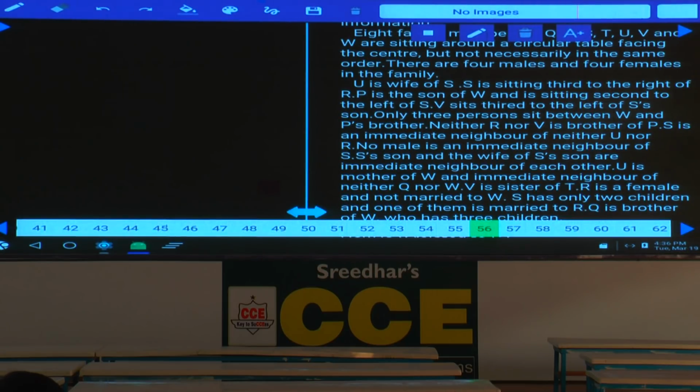As U is the wife of S, tell me how to represent this one. U is the wife of S. U is here. Now this, U is the wife of S, can be written like this, or not? Hence S is a male. U is the wife of S.